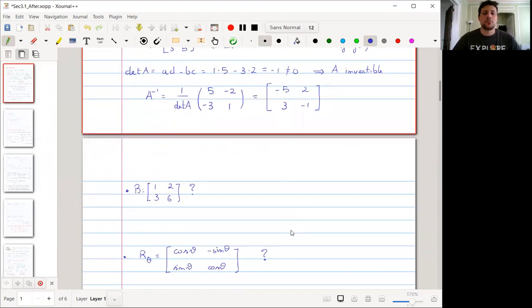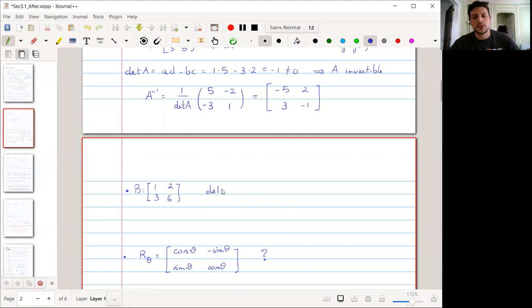Let's compute another example. Here's a matrix B. Let's check the determinant of B. This determinant is 1 times 6 minus 3 by 2. It's equal to 0, so B is not invertible.